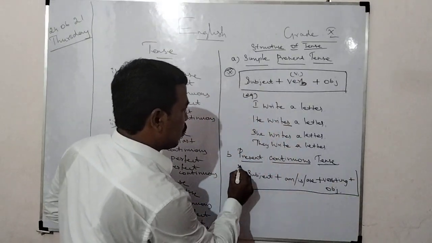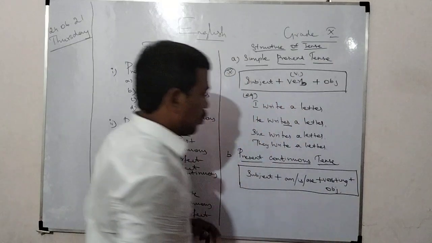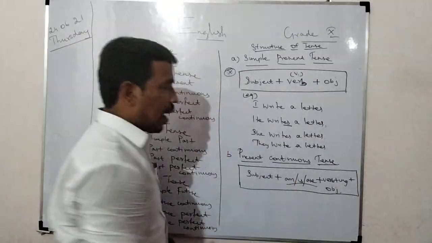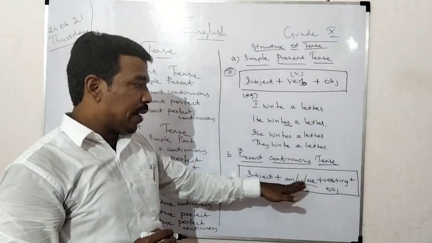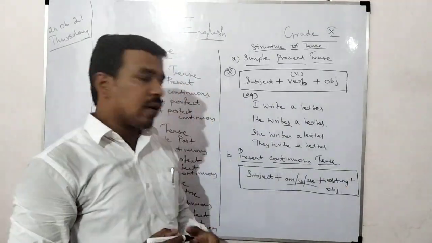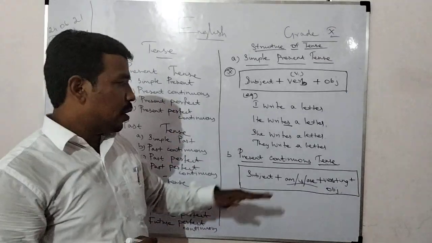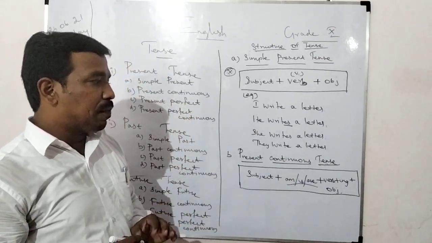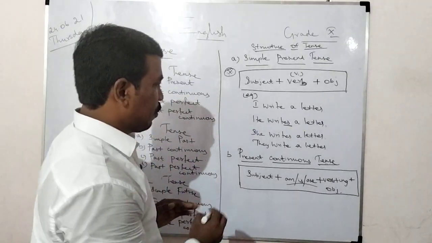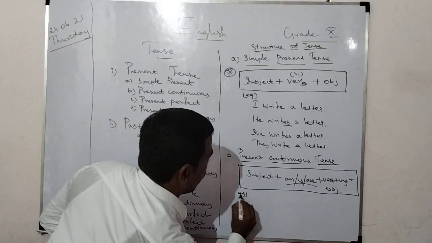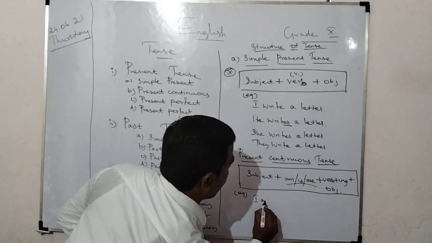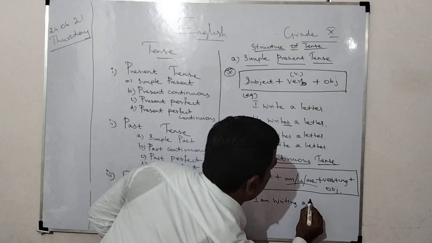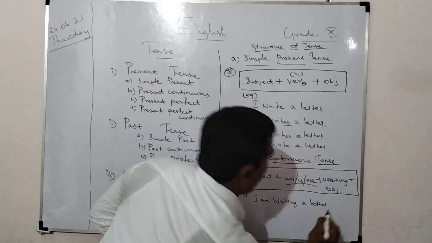So the second structure is present continuous. Continuous means the verb should be in the ing form. Present continuous means helping verb, am or is or are, any one word will come, plus main verb plus object. Have you understood? So subject, am, is, or are plus verb plus ing plus object. For example, I am writing a letter.